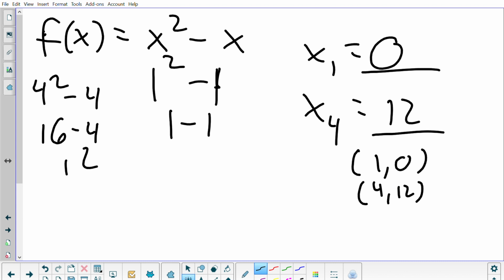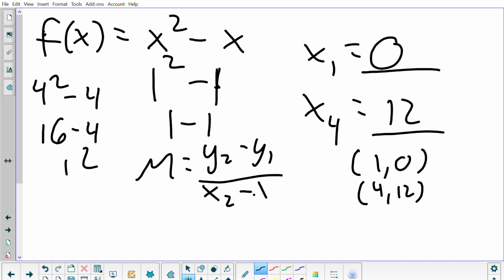I then go into my slope equation, which is y2 minus y1 over x2 minus x1, and I'm just going to plug them in. So my y2 is 12 minus 0 over 4 minus 1, which is 12 over 3, or 4.